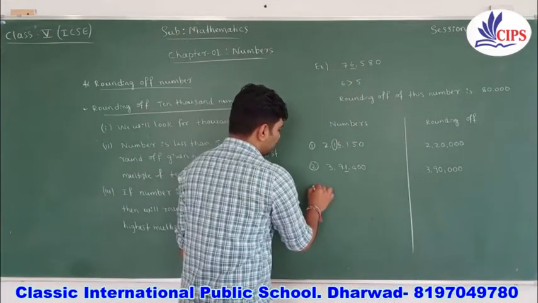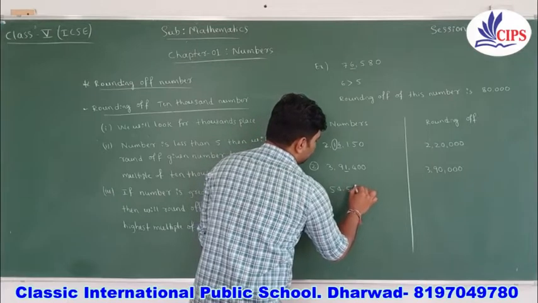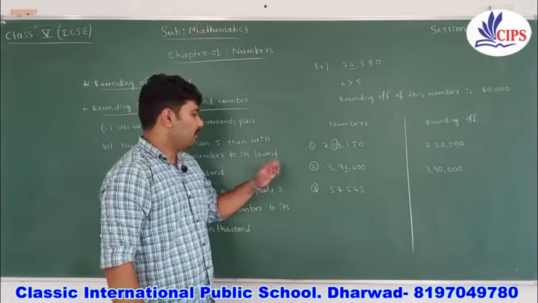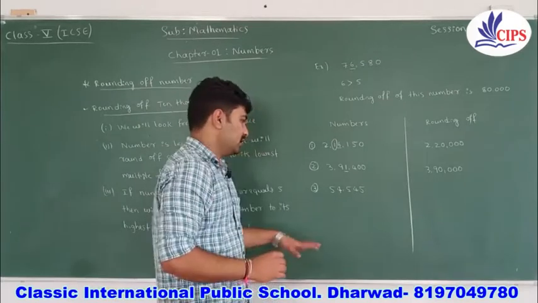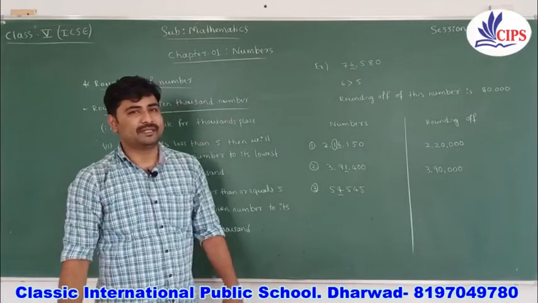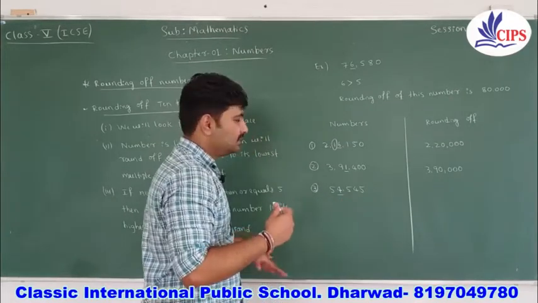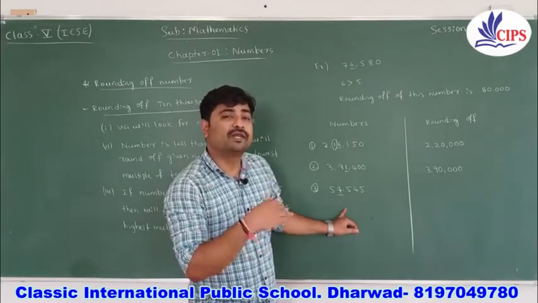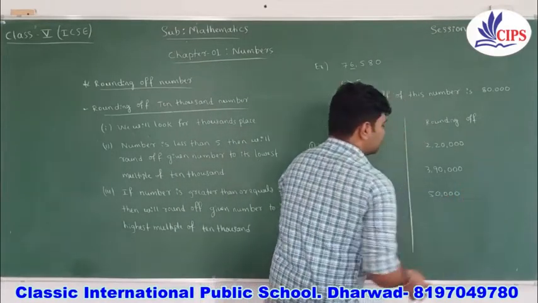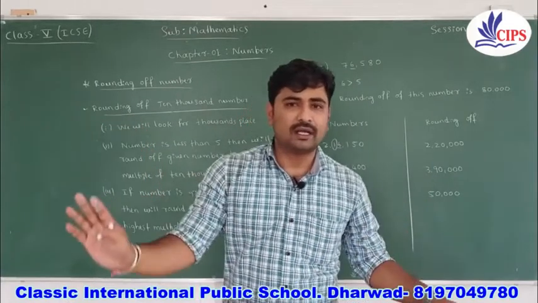Okay. Suppose I'll take one more number. If I am writing 54,545. So this is the next number. Now 5 digits, so no confusion at all. If I want to round it off to its 10,000th place, then I'm going to mark its 1000th place. In this 1000th place, there is a 4. But 4 is less than 5. So that is the reason we need to round it off to its lower multiple of 10,000, that is 50,000. Yes or no? So this is only about rounding off 10,000 number.